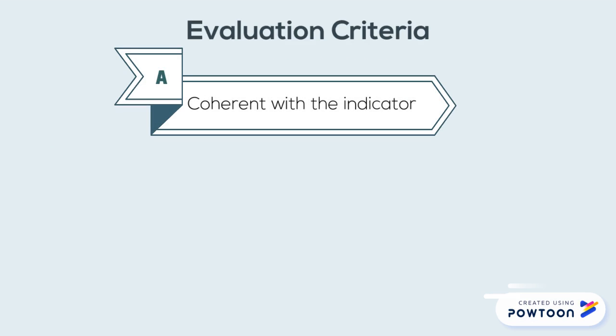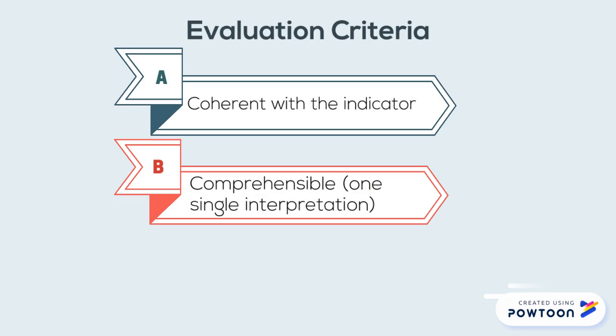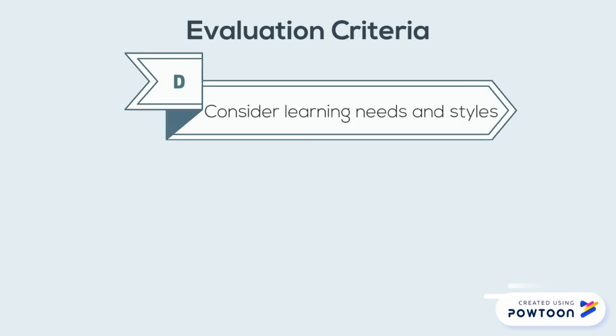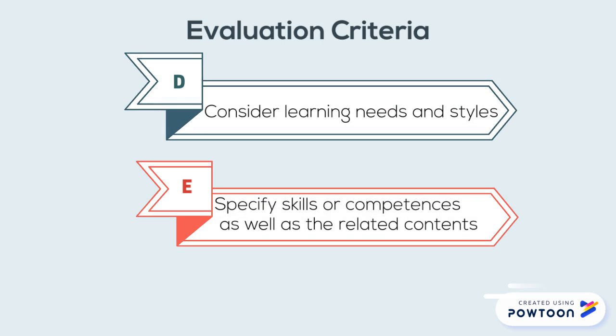Evaluation criteria has to be coherent with the indicator, same cognitive level, comprehensible, meaning one single interpretation. It should specify the degree and type of learning that is expected, consider the learning needs and styles, and specify skills or competences as well as the related contents.